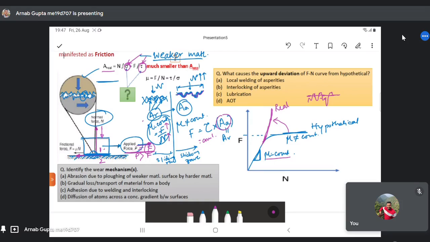Okay, so we have a question here related to this particular theory. What causes the upward deviation of the F-N curve from the hypothetical? This was the hypothetical case here in blue, and this is the real case. Local welding of asperities, interlocking of asperities, lubrication, all of this. Lubrication will have a tendency to reduce the coefficient of friction, right? If you are applying it efficiently, then the coefficient of friction should reduce rather than increasing.